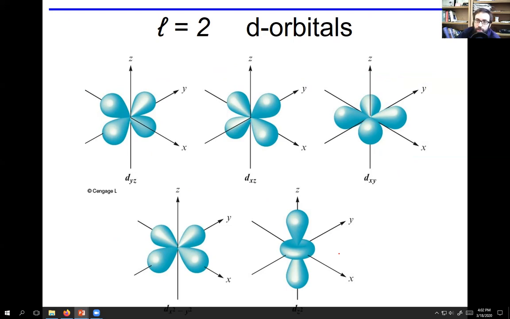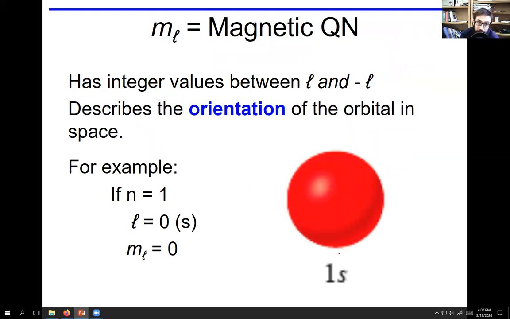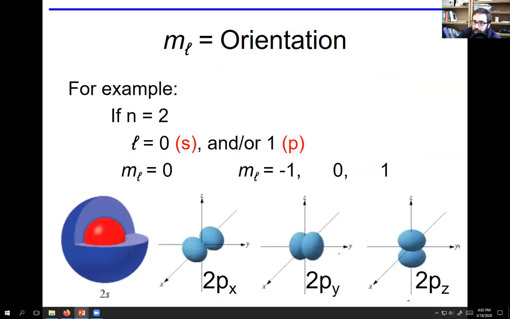l equals 3 is your f orbitals. Those will have negative 3, negative 2, negative 1, 0, 1, 2, and 3 for m sub l. 7 different orientations, 7 different shapes, 7 different orientations rather. Okay.